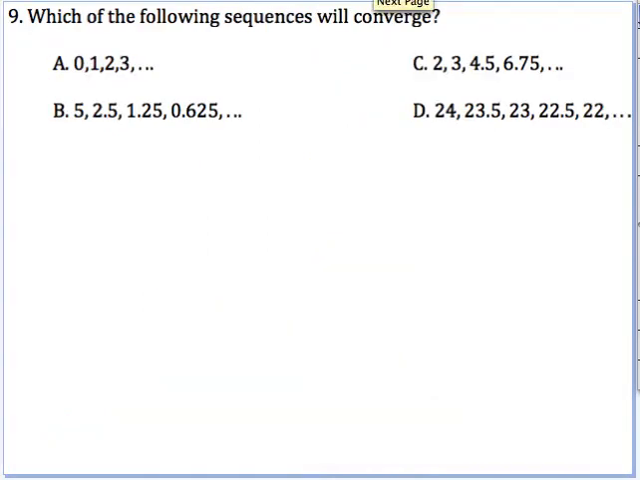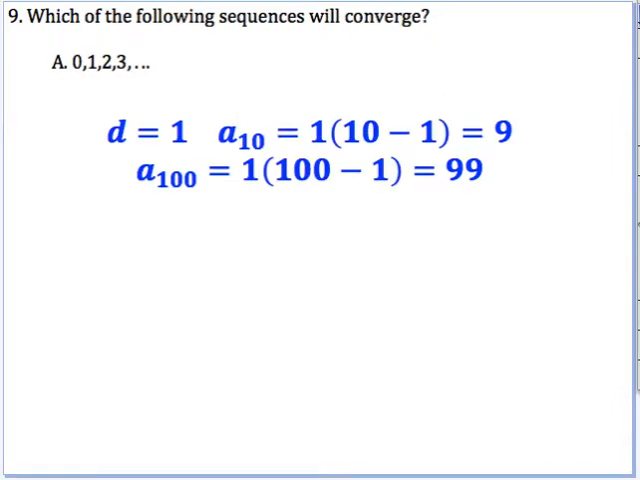Moving on, which of the following sequences can converge? This one you need to figure out, do you have a common difference or a common ratio? Then you need to figure out your formula, plug in some really big numbers for n, and see what happens. So we're going to take this one part at a time. Let's first look at A. With A, I'm adding 1 each time to get the next term. So my common difference is 1.